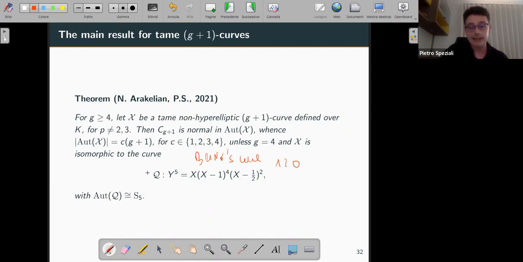This attains the maximum number of automorphisms in characteristic 0 for a curve of genus 4. So this is the only exception. In the other case, the group of order g+1 is trivial, is normal, and then you just have its normalizer. But in this case, we needed a different technique.